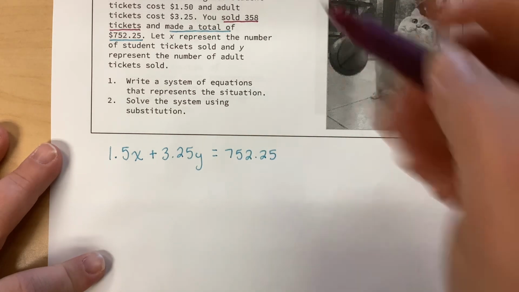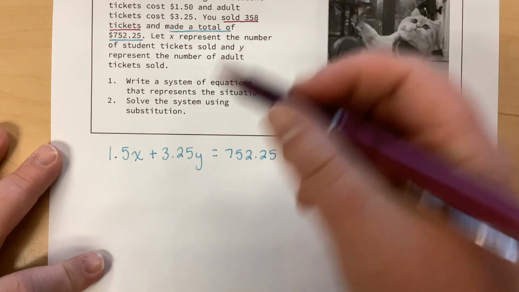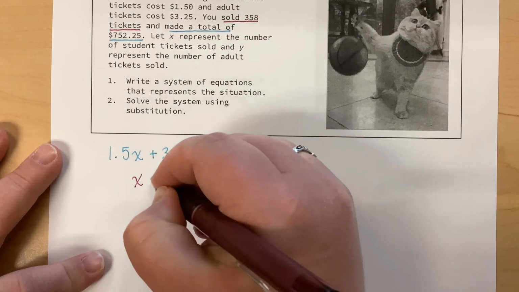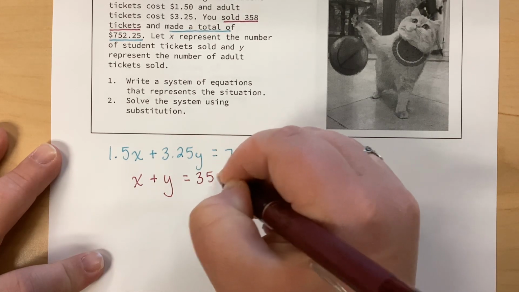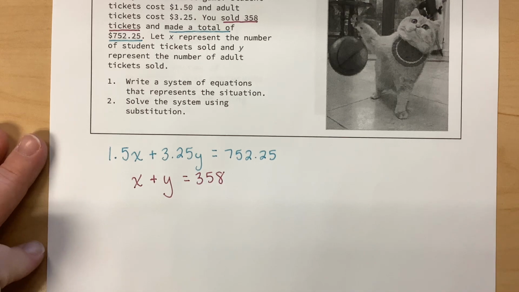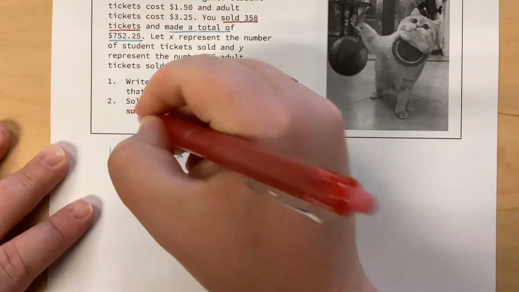My second equation comes from the total number of tickets. Now remember, I only have adult and student tickets. So if I take the number of student tickets and add it to the number of adult tickets, I'm going to get a total of 358 tickets. So that is my system that represents this situation. Now we're going to solve it using not substitution, but elimination. That's a typo.